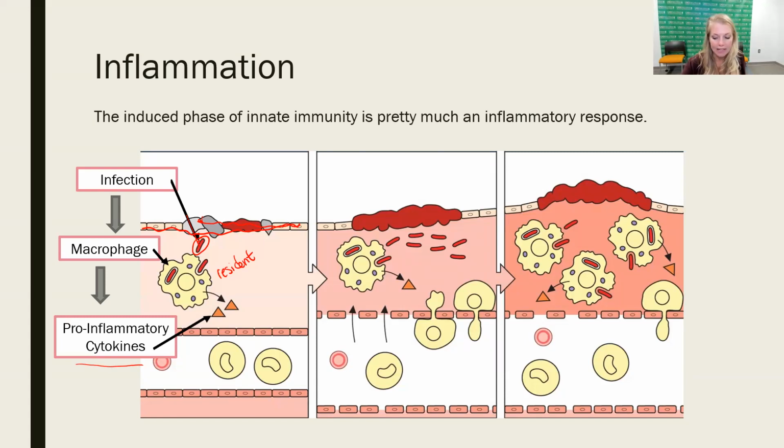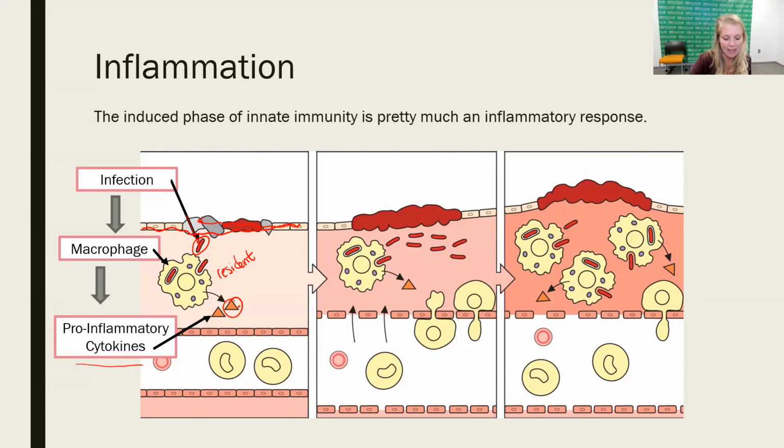If we have cytokines that are pro-inflammatory, the definition kind of speaks for itself, meaning it's going to cause inflammation or at least promote inflammation to occur. So these triangles are representative cytokines that are being produced, in this case, by the macrophage. Then these little cytokines, these soluble proteins, are going to tell other cells what to do.